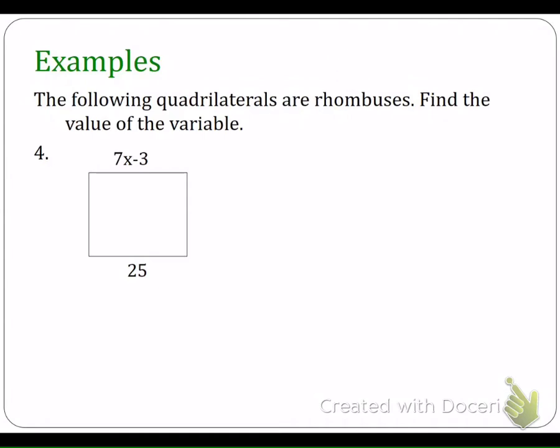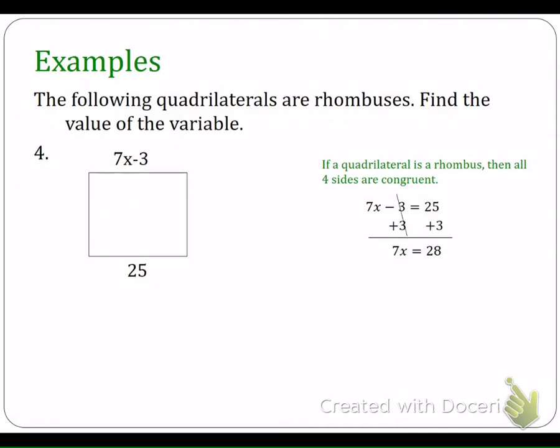Now, luckily, if this was a square, we'd do it the exact same way. But I can't let that slide that you say square when there is nothing to indicate that this is a square. The only thing we know is that this is a rhombus. What do I know about the sides of a rhombus? They're congruent. So I'm going to make them equal. Then what? Add 3 to both sides. Divided by 7 is 4.